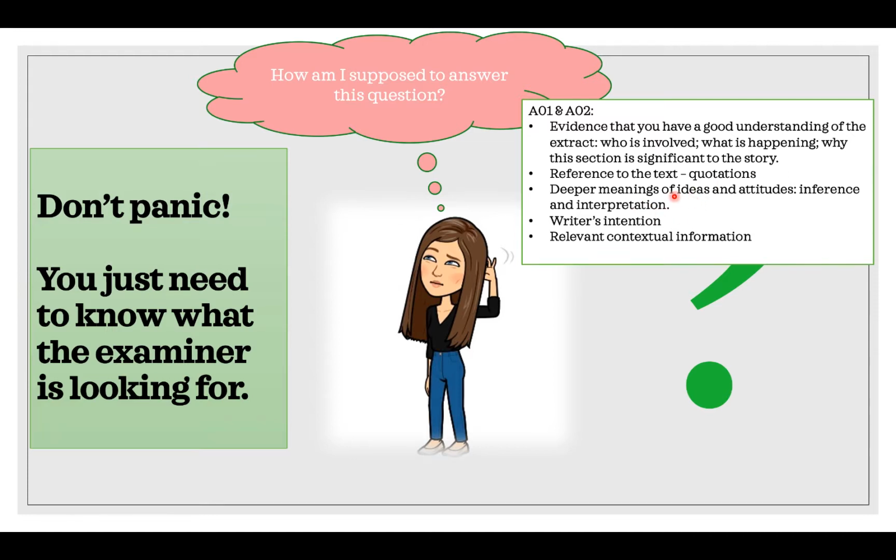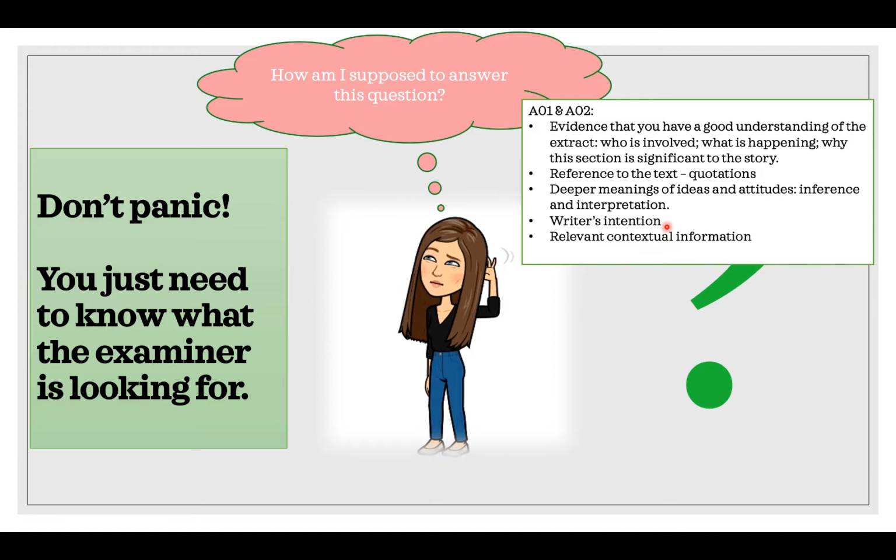Got to show that you've got an understanding of the deeper meaning of ideas and attitudes. So what is expressed to you? Infer, interpret, try and give your own personal response and interpretation to language, or even the way something is structured or laid out, or even the stage directions. And focus on the writer's intention. So what is Hansberry trying to show you? What does she want you to understand? What does she want you to think? What does she want you to feel?